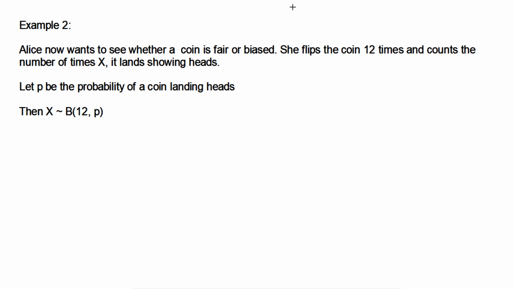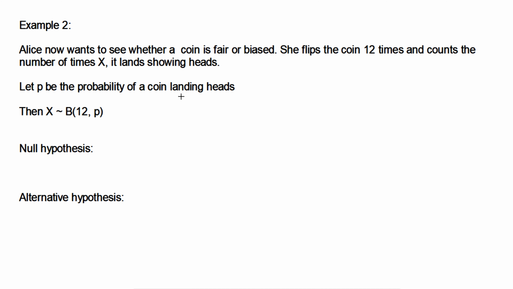So in this one, example 2, Alice wants to see whether a coin is fair or biased. She flips the coin 12 times and counts the number of times X it lands showing heads. Let p be the probability of a coin landing on heads. Now, here it is different: if a coin is fair or biased, that's a very different thing. It's not saying it's biased towards heads, it's not saying it's biased towards tails.